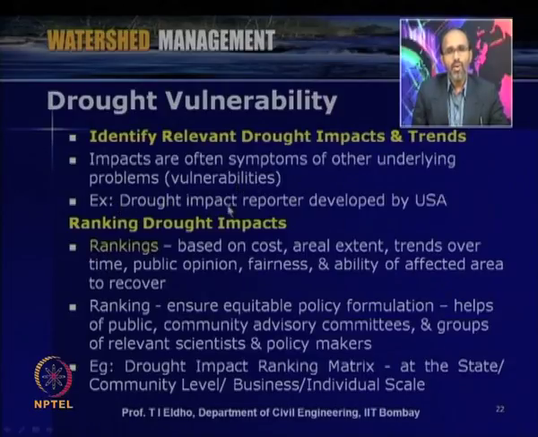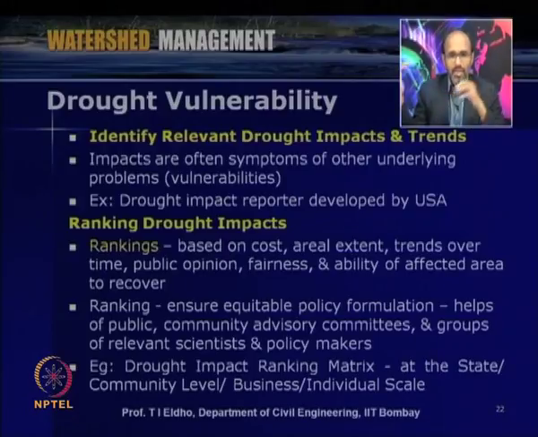For example, the Drought Impact Reporter was developed by the United States of America. This Drought Impact Reporter shows whether particular areas are vulnerable or not. Then we can have a ranking of drought impacts, based upon the cause, areal extent, trends over time, public opinion, fairness and the ability of the affected area to recover. According to various parameters we can produce a ranking, and this ranking ensures equitable policy formulation, like economic help or funding for a particular region.